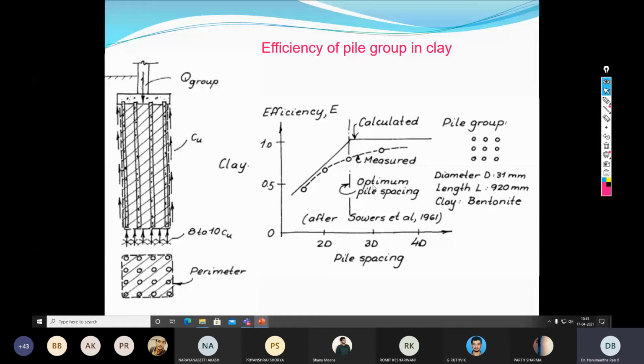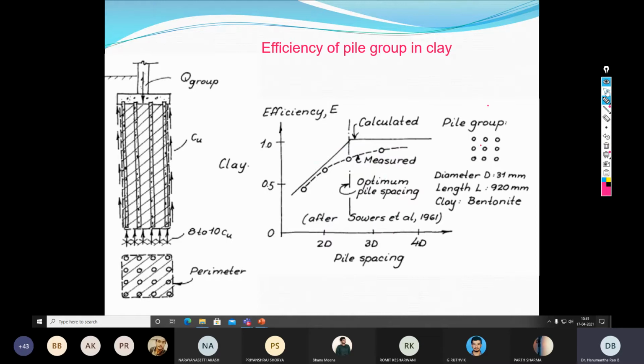So here there is some information about the efficiency of the pile spacing in the case of clay. This is a graphical representation of the spacing effect on the pile capacity. In the case of clay, the efficiency value given here is 0.5. Suppose in clay you take the pile spacing as 2 times D, the efficiency is less than 1, and if you increase the spacing D, there is an increase in the efficiency also, but after some time it becomes almost constant.